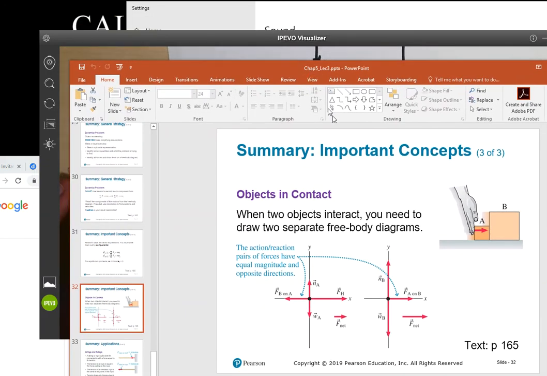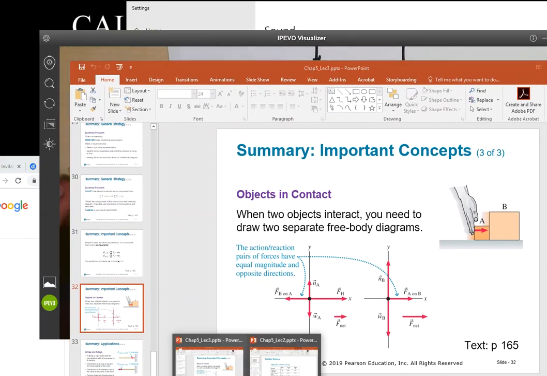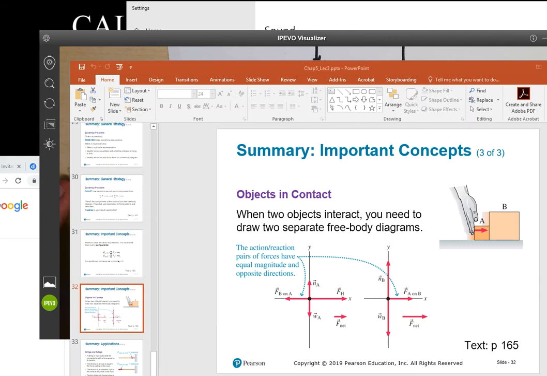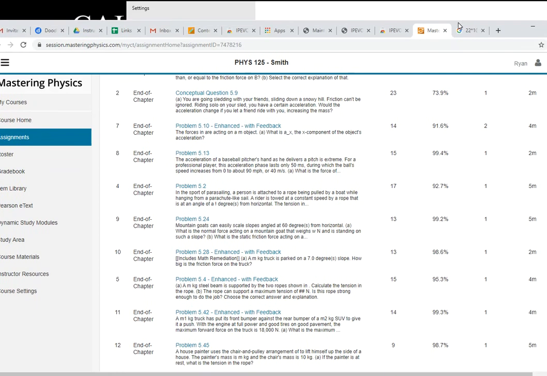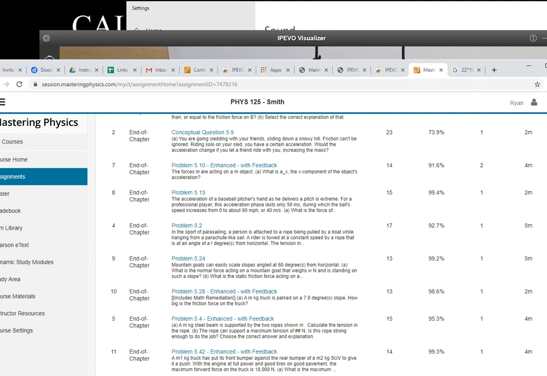Okay, so moving on, we'll also just briefly discuss some of the Mastering Physics questions. I need to take a break for just a moment, and then I will start back up the recording and answer a couple of the Mastering Physics.